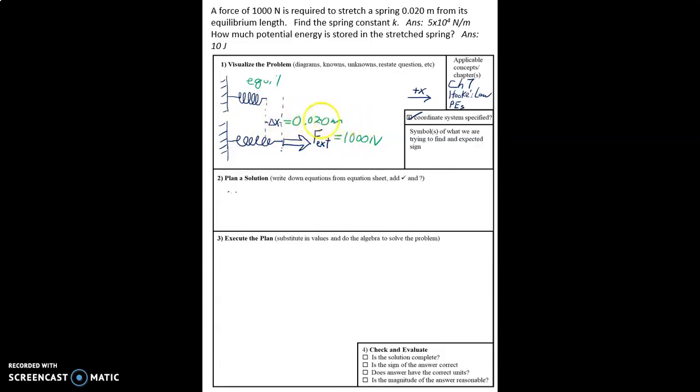0.020 meters. And it's stretched to the right, so delta x is a vector, and to the right is our positive direction, so that's a positive value. This force is in the positive direction. That's the external force required to get it to move.